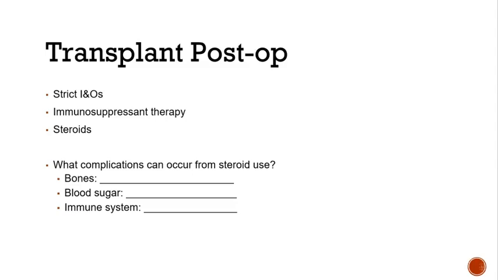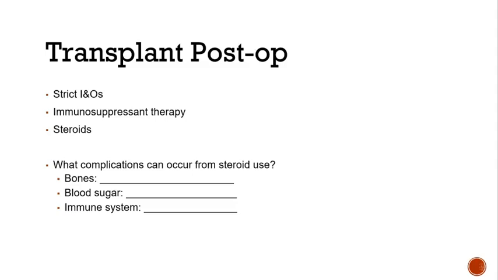So what complications can we expect to occur with steroid use? With steroid use, we worry about brittle bones, so weak, brittle bones. We worry about increased blood sugars, and we worry about suppressed immune systems.